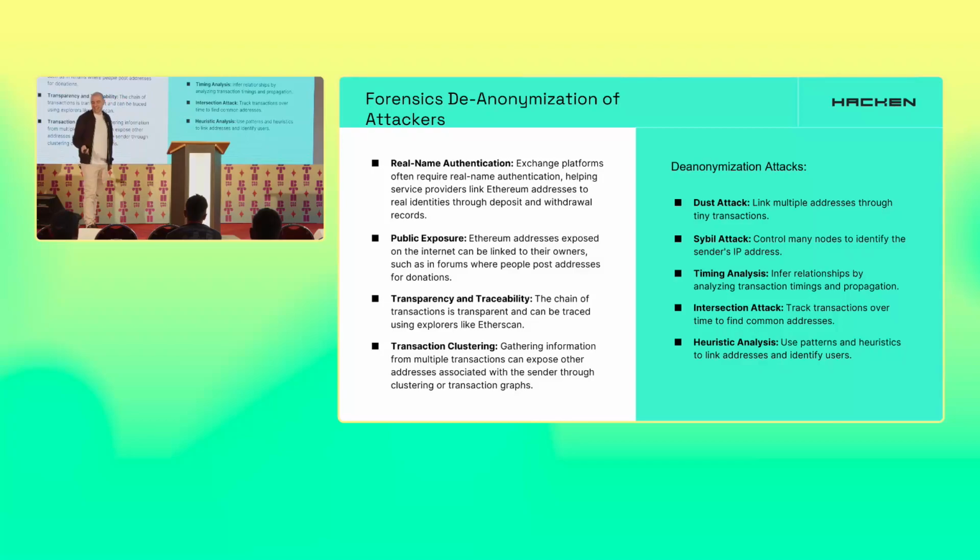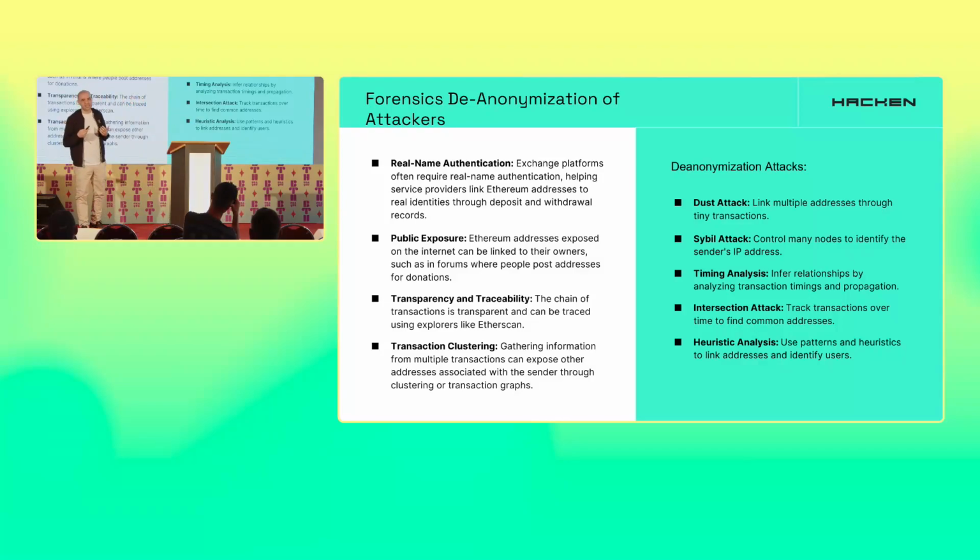So the transaction clustering is like trying to gather information from different addresses. For example, if I have two addresses, a cold wallet and an exchange, and I move my funds back and forth, a person can relate that this address from the exchange and this cold wallet are the same person, it's me. So that's a relation that we can make.